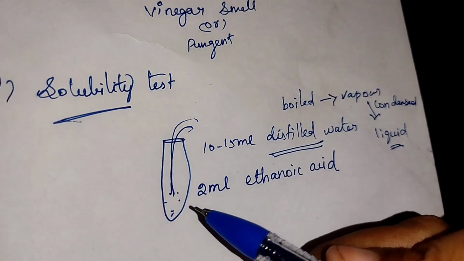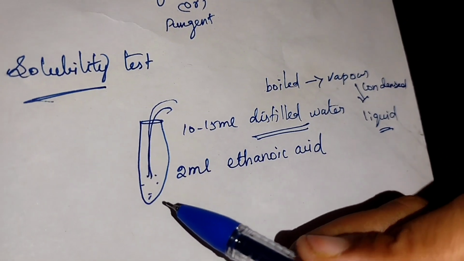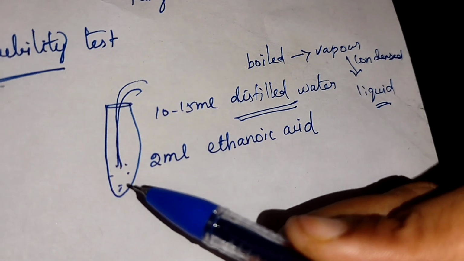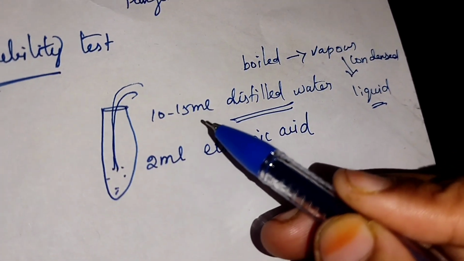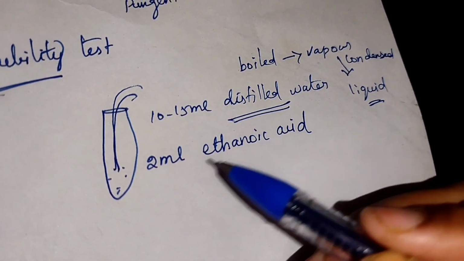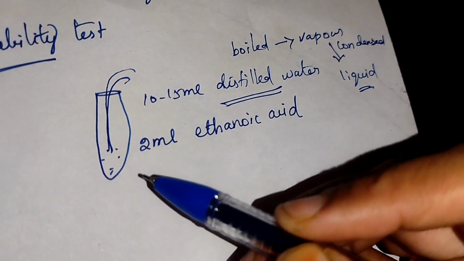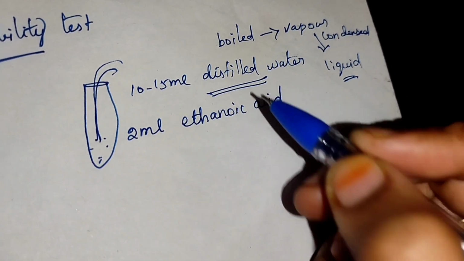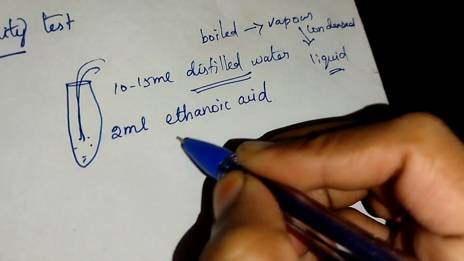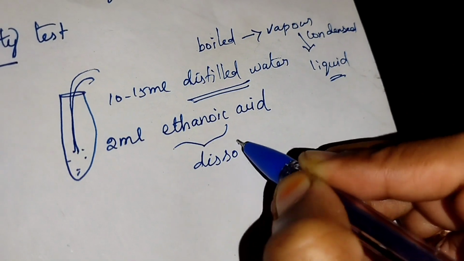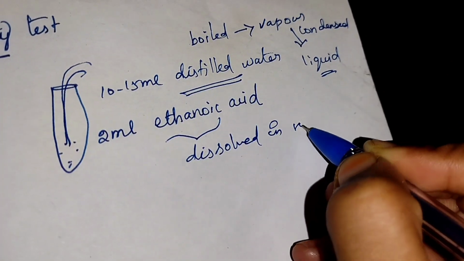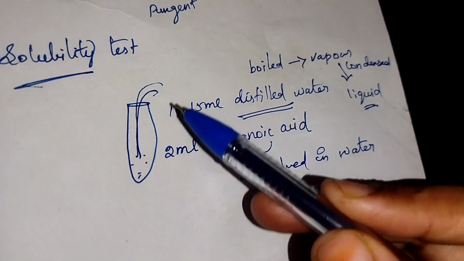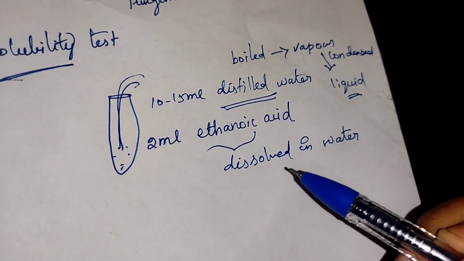Okay, come to this test. In this solubility test, 2 ml of ethanoic acid is already added in the test tube. Afterwards, I am pouring 10 to 15 ml of distilled water. Then I am just shaking the test tube, checking whether the ethanoic acid is dissolving in the distilled water or not. Yes, of course, this ethanoic acid is dissolved in water. So the solubility test was completed. In this test, we determined that ethanoic acid dissolves in water.